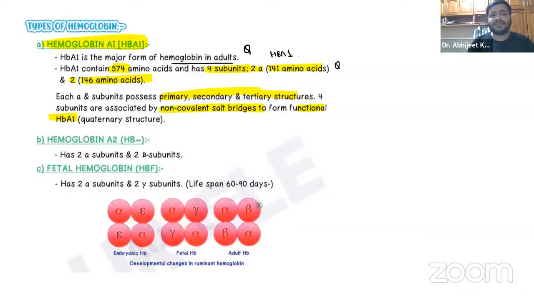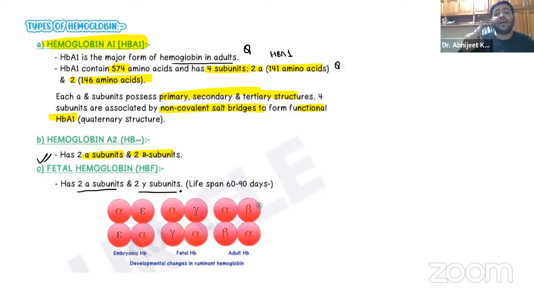Coming on to the next one, that is hemoglobin A2, which has 2 alpha subunits and 2 delta subunits, right? Coming on to the third one, that is the fetal hemoglobin, guys. Very, very important. Now, when I say fetus, guys, you already know I'm talking about when the conceptus is from 9 weeks to 40 weeks of pregnancy. That is the fetus part, right? And this fetus does not have that adult hemoglobin. It has a hemoglobin termed HbF, that is the fetal hemoglobin. So it has two alpha subunits and two gamma subunits.